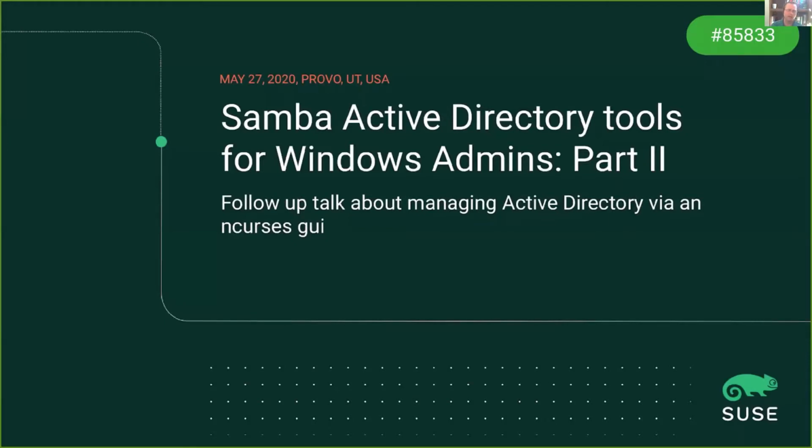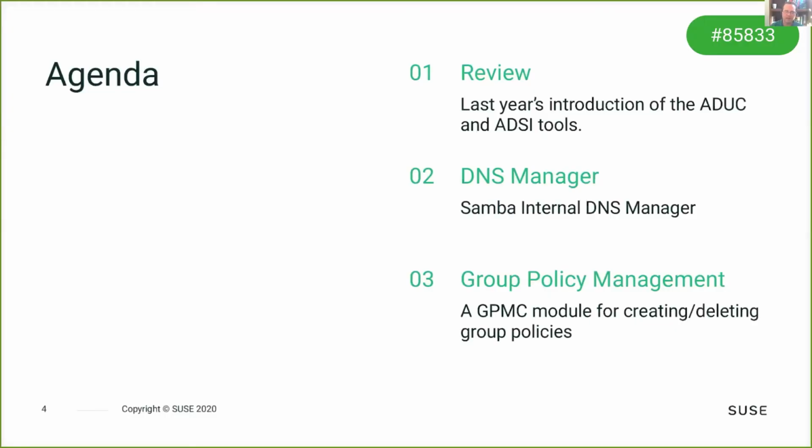Okay, today I'll be giving a follow-up talk to last year's presentation about Active Directory administrative tools for Samba. First, I'd like to introduce today's agenda. Last year, I introduced the Active Directory Users and Computers tool for Linux, as well as an ADSI edit tool. I'll review these tools briefly today. I indicated last year I was working on a DNS Manager, and today I'll introduce that tool to you. I'll also introduce a group policy management console for creating, deleting, and modifying group policies.